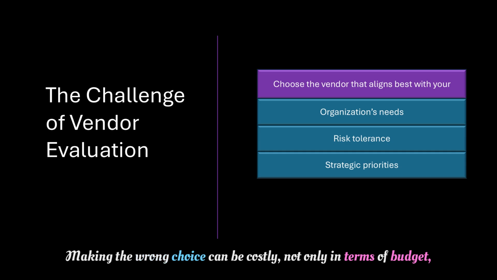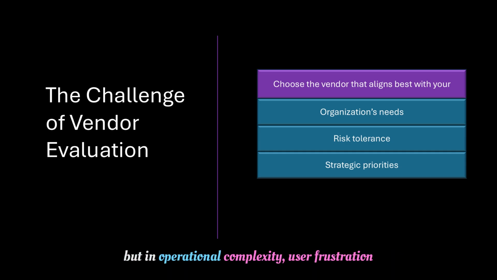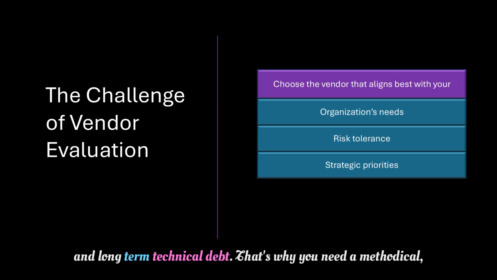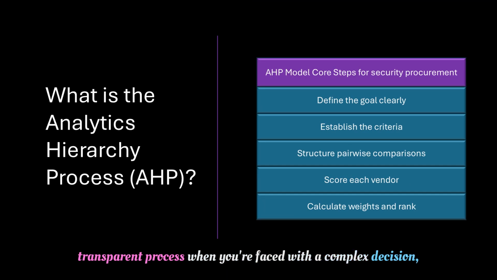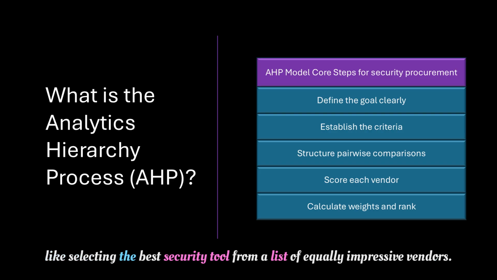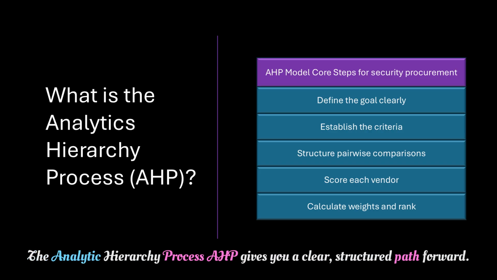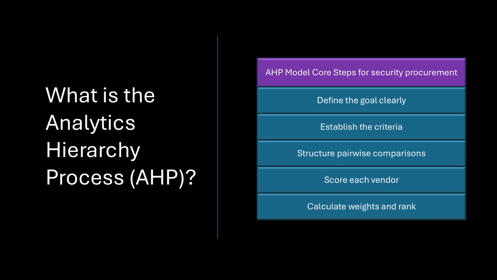Making the wrong choice can be costly, not only in terms of budget, but in operational complexity, user frustration, and long-term technical debt. That's why you need a methodical, transparent process. When you're faced with a complex decision, like selecting the best security tool from a list of equally impressive vendors, the Analytic Hierarchy Process, AHP, gives you a clear, structured path forward.